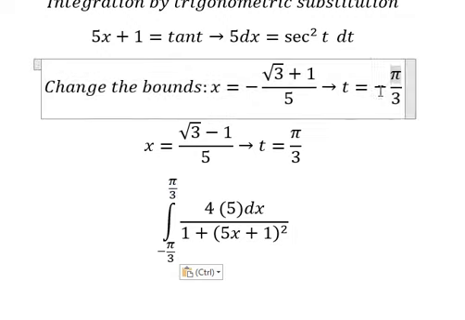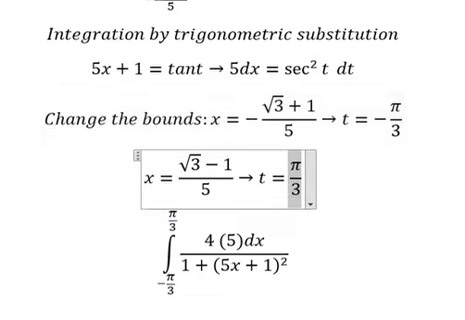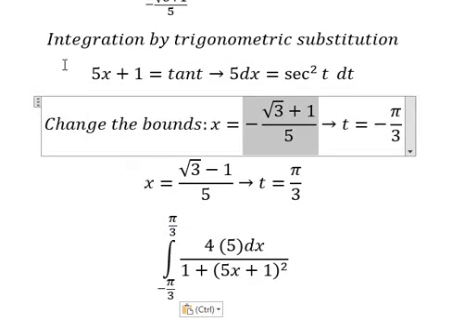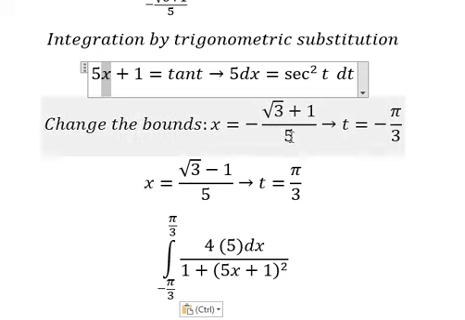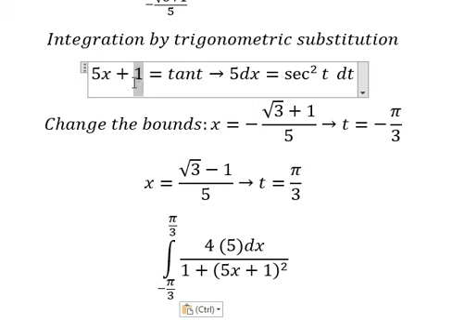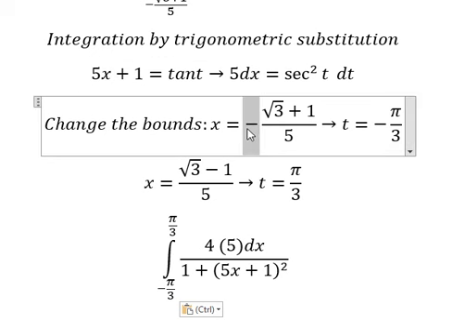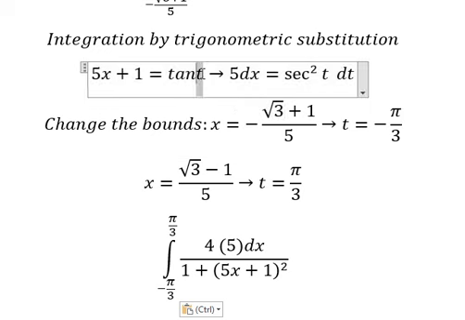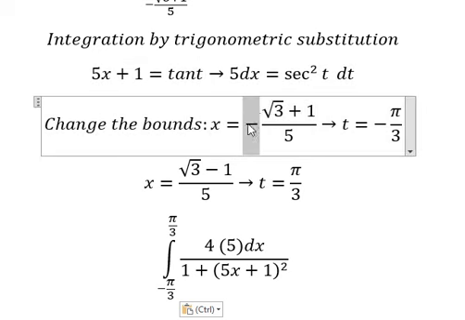So how can I get this one and this one? The first thing, when we put this one in here, you get 5 cancel 5, negative 1 and negative square root of 3. So negative 1 cancels positive 1. Now we just have only negative square root of 3. So we want to find the value of t. So we need to take the arctan of negative square root of 3. So you get this one. Similar for the second one.